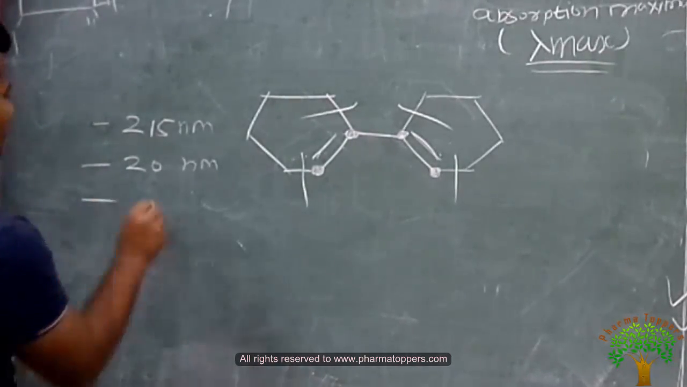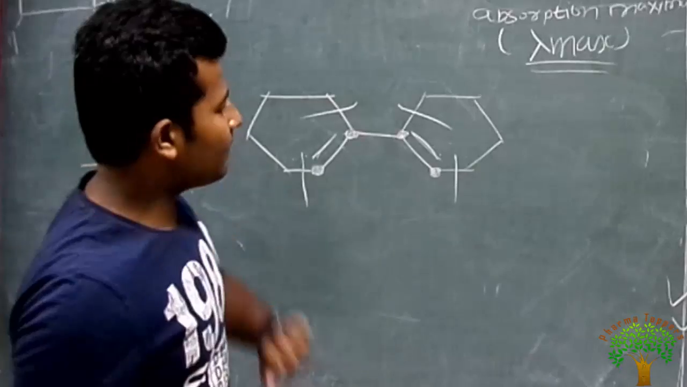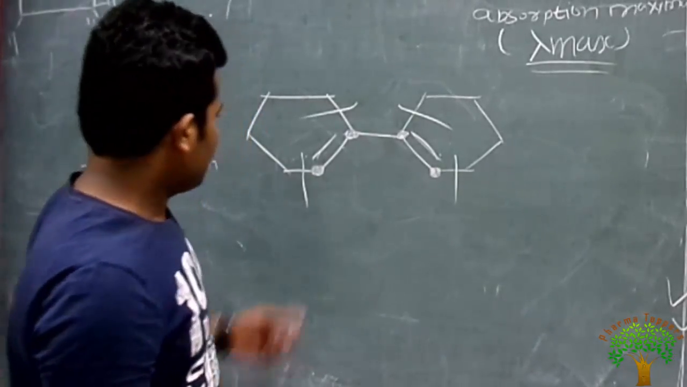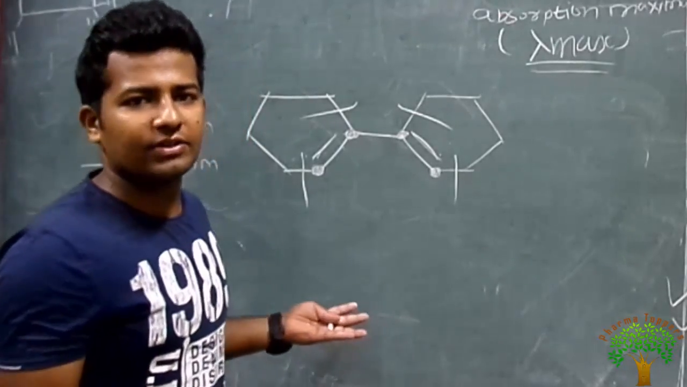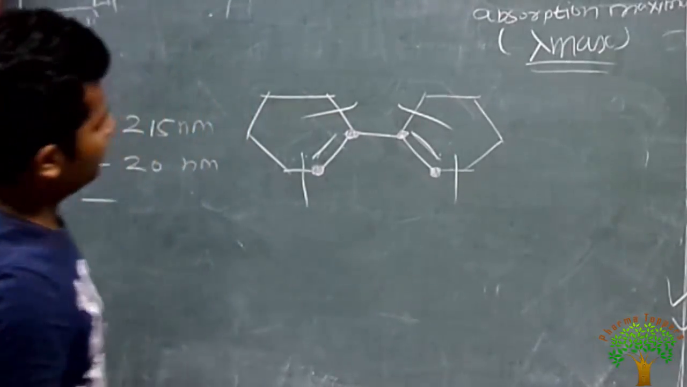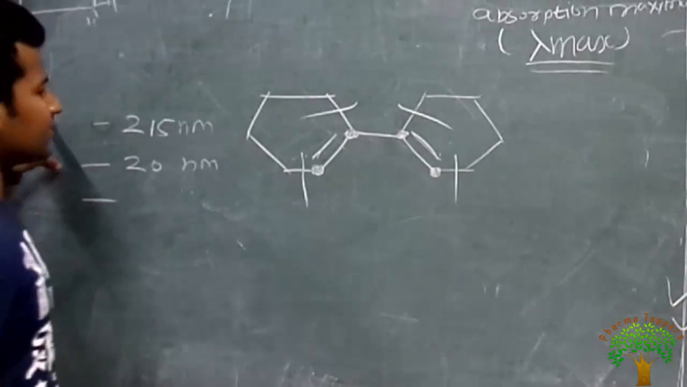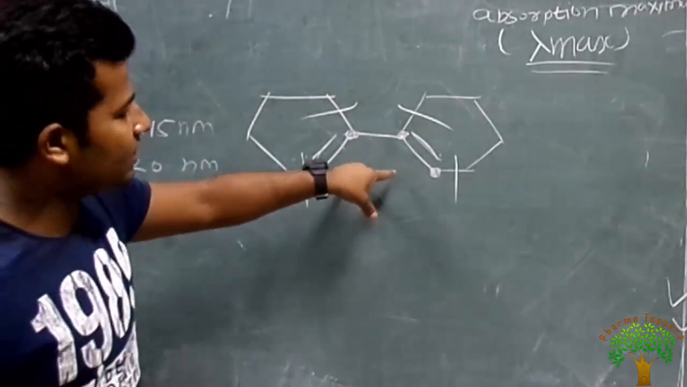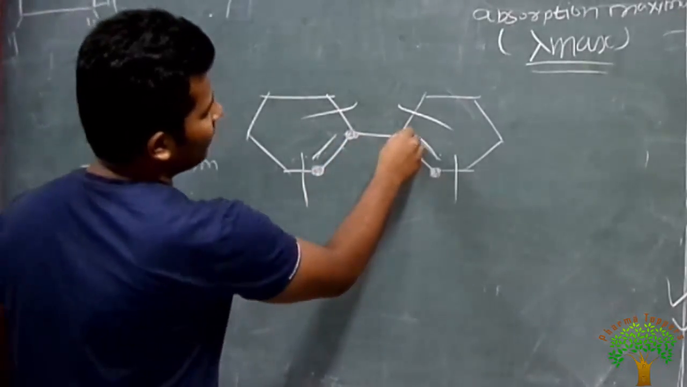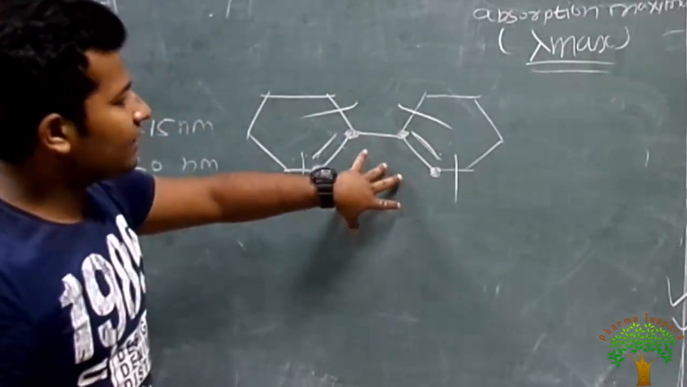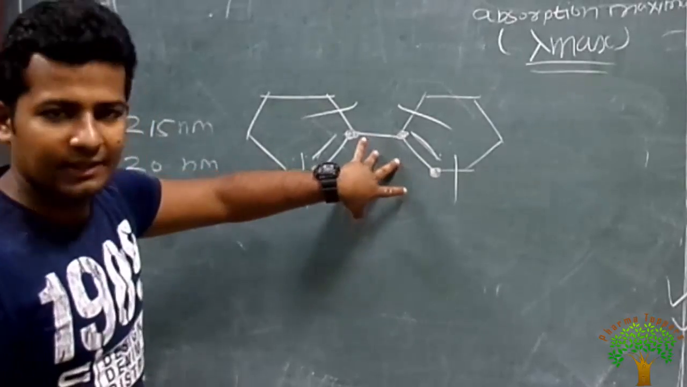And see, next rule: is there presence of a double bond extending conjugation? Here there are only 2 bonds, so there is no question of a double bond extending conjugation. Yes, and last rule: is there presence of any auxochrome in this structure? Means any functional group? No, because these are conjugated carbonyl, no other substituent is present on this carbon.